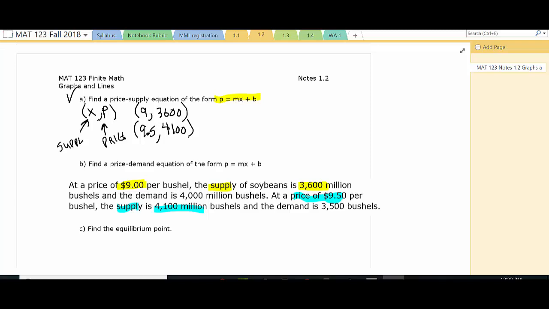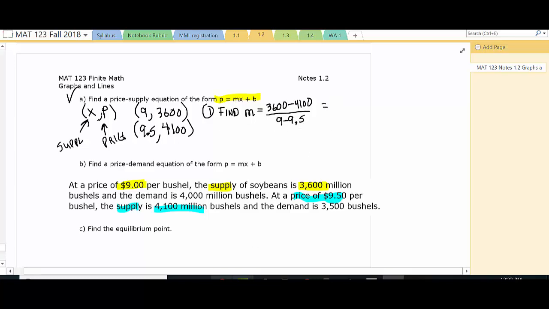Okay, I gave you the equation, P equals MX plus B. Now, we did this last time. We're going to find an equation of a line, so you got to do this methodology. The first thing you got to do is find the slope. Okay, we went over this last time, so you find the slope by the slope formula, right? All right, so what we're going to do is subtract the y's. So remember, you can choose the order that you do that. You're going to go 3,600 minus 4,100, and then do the x's in the same way. That's going to be 9 minus 9.5.